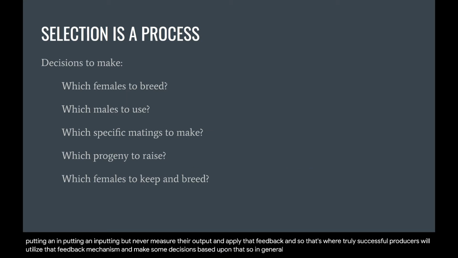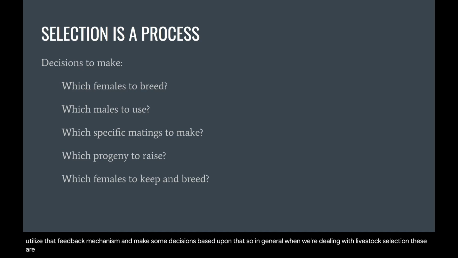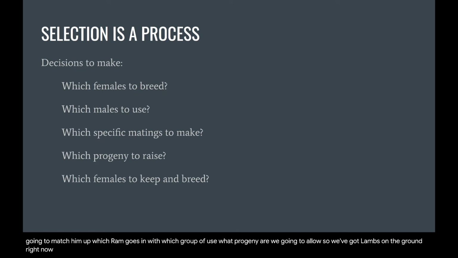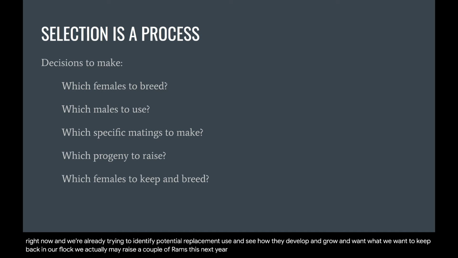So in general, when we're dealing with livestock selection, these are the processes that we're going through every fall and spring. Which females are we breeding? Which males are we going to use? How are we going to match them up? Which ram goes in with which group of ewes? What progeny are we going to allow? So we've got lambs on the ground right now, and we're already trying to identify potential replacement ewes and see how they develop and grow, and monitor what we want to keep back in our flock. We actually may raise a couple of rams this next year to try to market and sell as well.